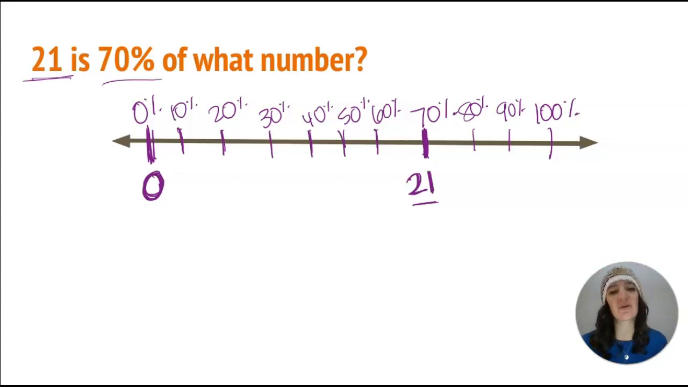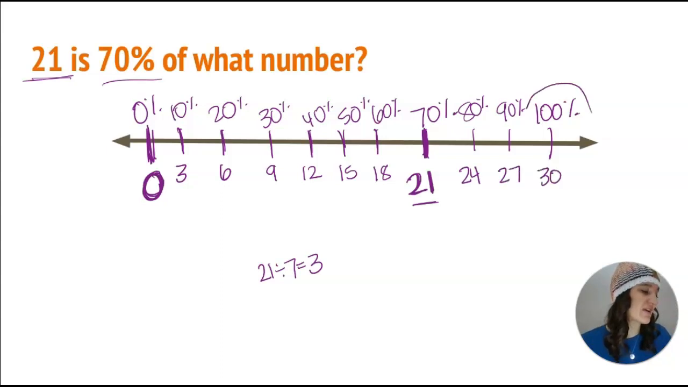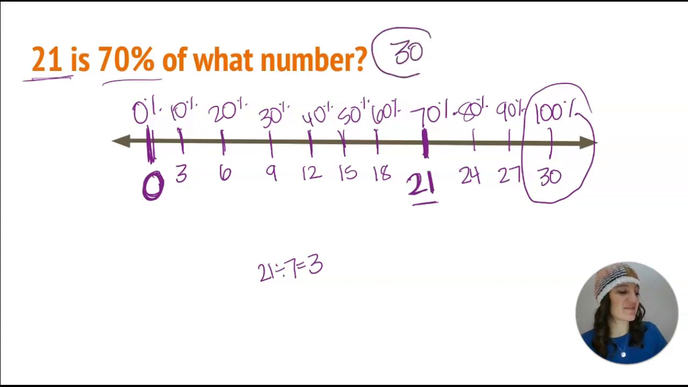Aha! So what can we count by that if we count it 7 times, we'll hit 21? Well, 21 divided by 7 is 3, isn't it? So we should be able to count by 3. So let's see: 3, 6, 9, 12, 15, 18, 21. Good. Let's keep going till we get to 100%: 21, 24, 27, and 30. So 21 is 70% of 30. Yeah, that sounds right, huh?